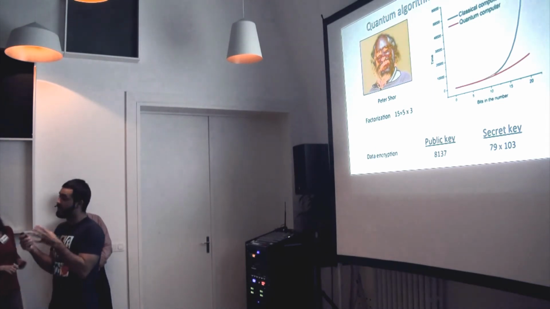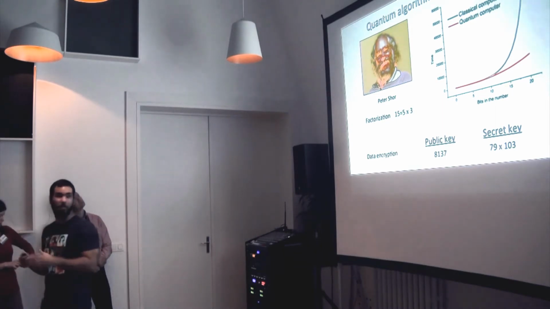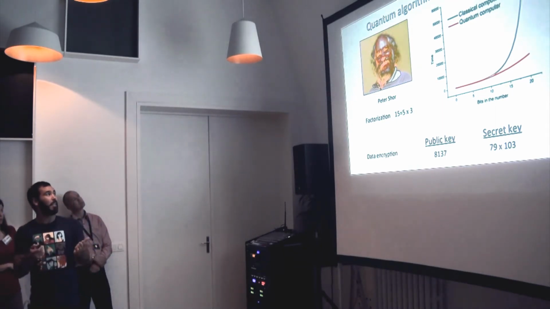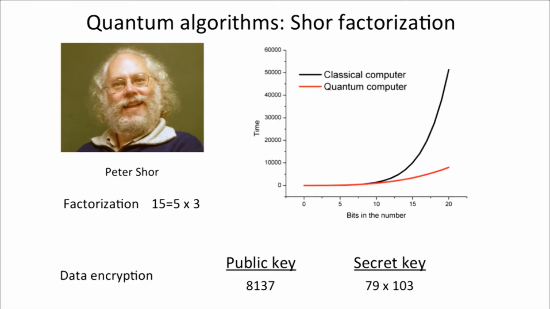I'm going to give you some examples of quantum algorithms and their relationship with data. The first one is Shor's factorization. This is Peter Shor, the guy who invented this algorithm. Basically it's an algorithm to factorize numbers. You might know 15 is 5 times 3, 21 is 7 times 3, and so on. But as soon as the number gets bigger, it takes more time to factorize.